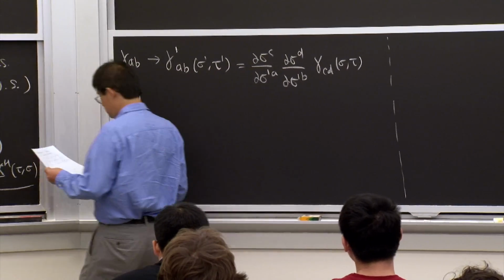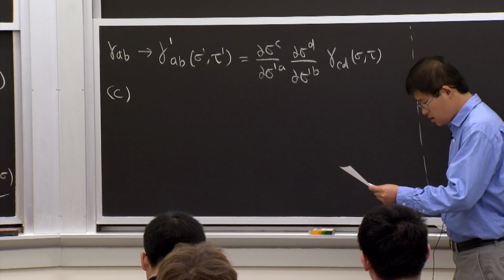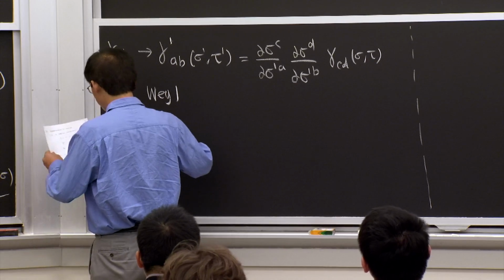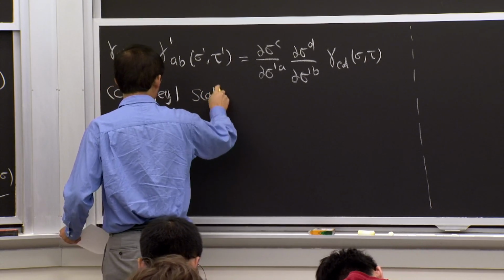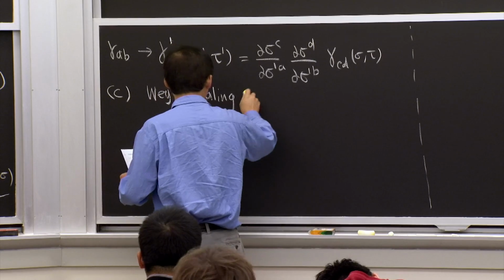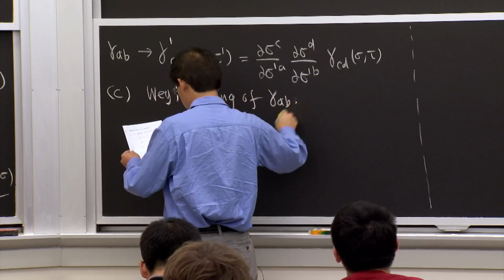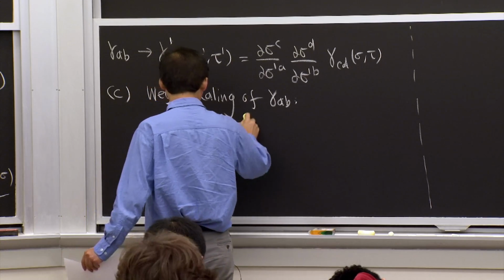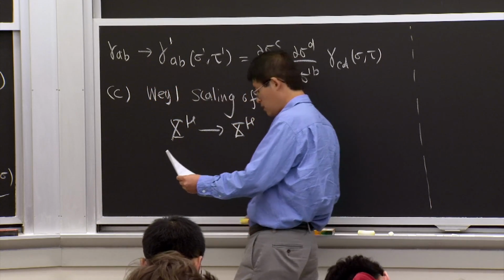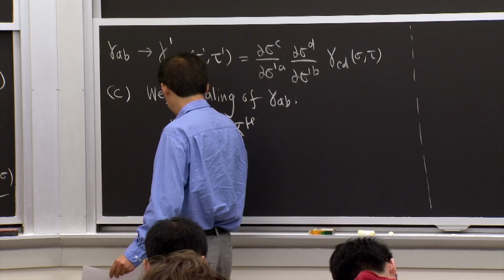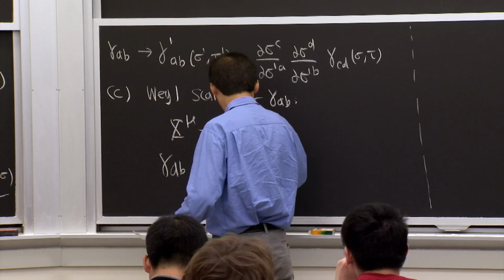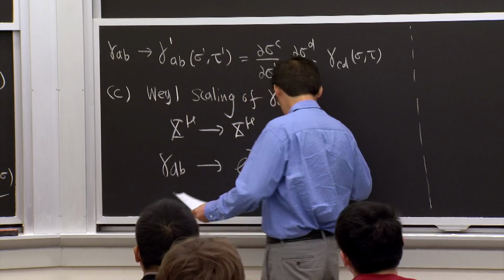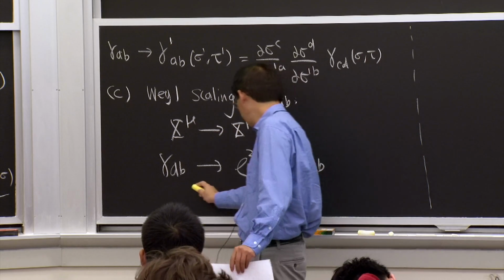So the third symmetry is called the Weyl scaling of gamma AB. The third symmetry is slightly surprising. Under this symmetry, x mu does not change, but the metric, we multiply it by an overall prefactor, and this omega is any function.